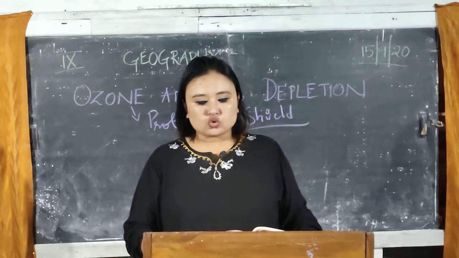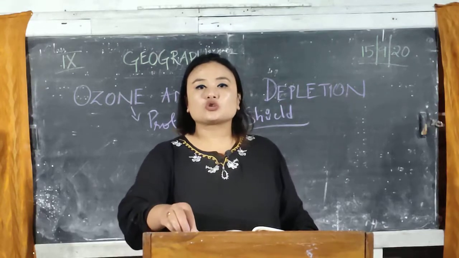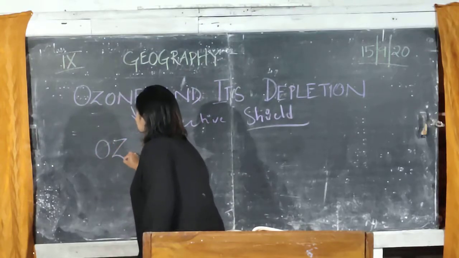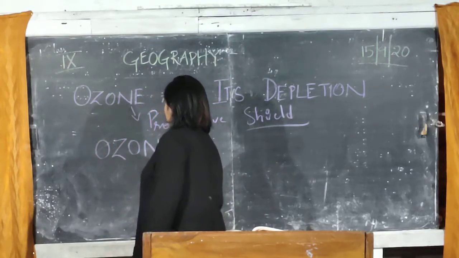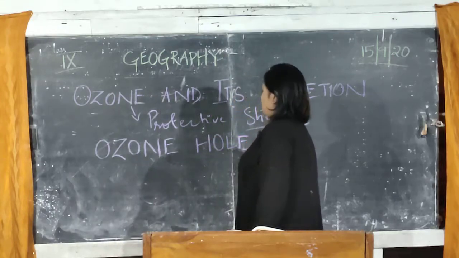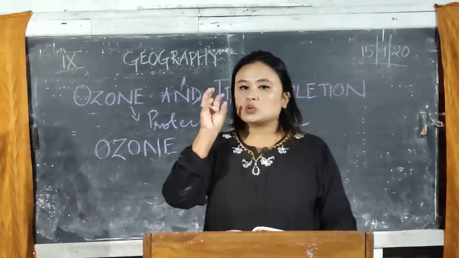Now next one, ozone layer and its depletion. And here you ought to be aware of this term, ozone hole. You should be noting down the definition of ozone hole. So what is an ozone hole? An ozone hole is an ozone depleted area.